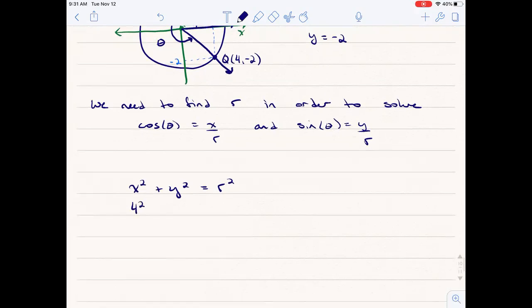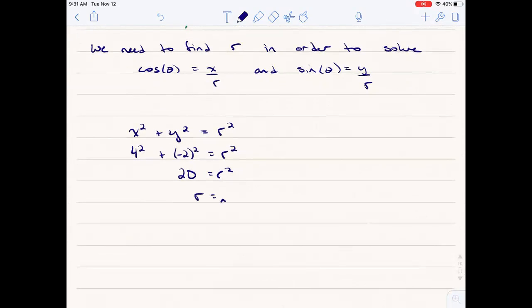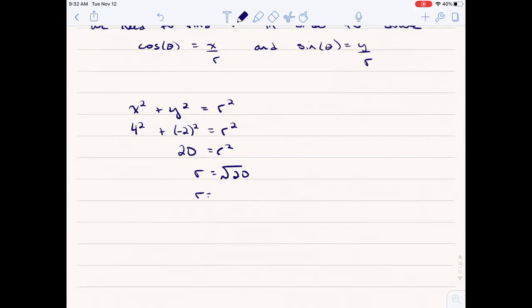4 squared plus -2 squared is r squared. 16 plus 4 is 20, so r squared is 20. So r is the square root of 20. But if you do the square root of 20 on your calculator, it'll simplify it to 2√5. What's nice about your calculator is that it does a lot of this kind of brute work simplification.